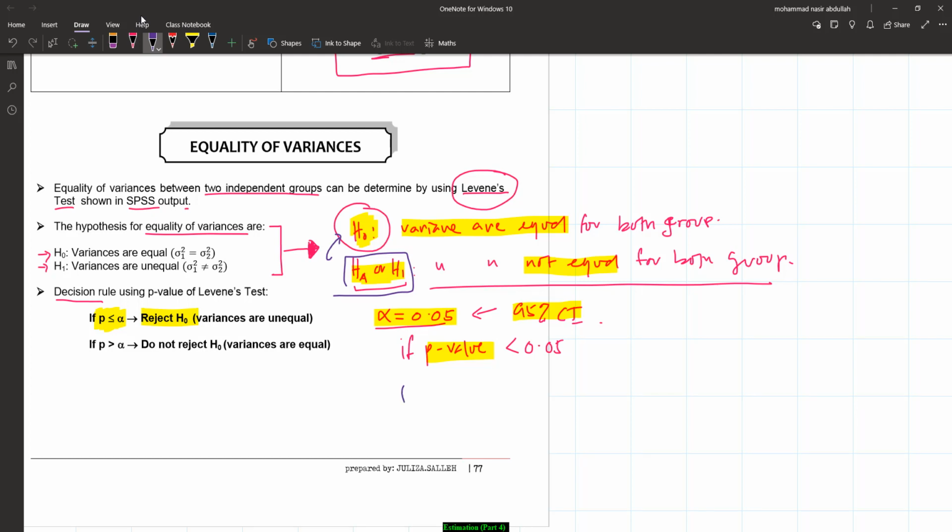If the p-value is more than 0.05, we're going to accept the null hypothesis and reject the alternative hypothesis. So when we accept the null hypothesis, we conclude that the variances are equal.